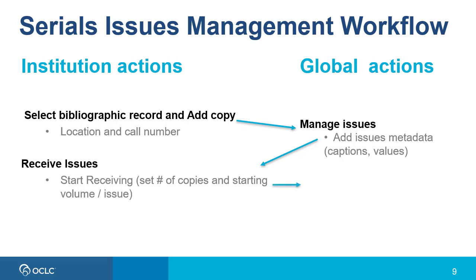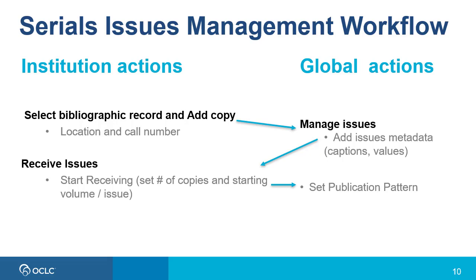The next action is a global action. On the Manage Issues tab, setting a publication or a prediction pattern for the serial. Again, this means that just one WMS library takes this action for all libraries. Once the publication pattern is set, the next issue of a serial will automatically be created in Manage Issues and will be available for all WMS libraries to receive.